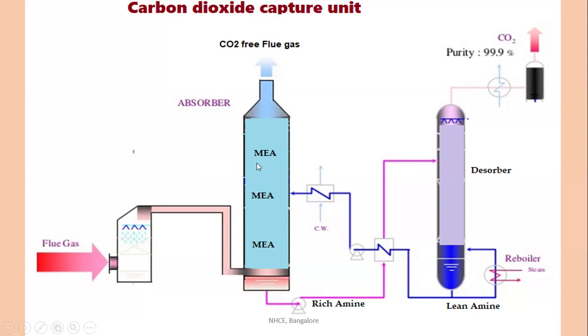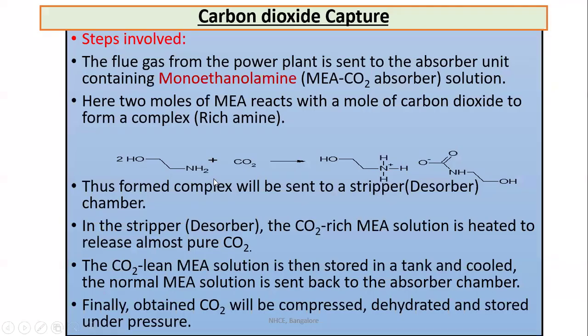Two molecules of monoethanolamine bind with carbon dioxide. So carbon dioxide-rich MEA is called rich amine, which is sent with the help of this exchanger to the desorber, where it is boiled to high temperature. Once again, it breaks into MEA and carbon dioxide. The carbon dioxide is stored in a separate cylinder, and the lean amine, that is carbon dioxide-less amine, is sent back. That is, MEA is once again sent back to the absorber.